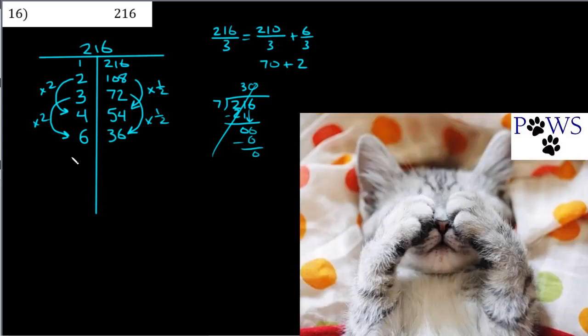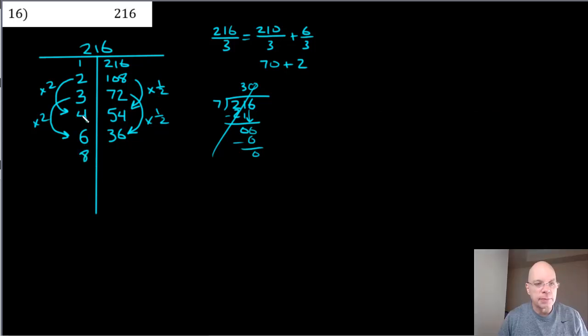Using the doubling and halving strategy for 8, we'd be doubling the 4 and halving the 54, so 8 multiplied by 27. 216 is divisible by 9 because 6 plus 1 plus 2 is 9. It's the same rule for 3, except here the sum has to be a multiple of 9. So I could triple the 3 to get 9, which means I would need to third my 72. That's tripling and thirding. That would give me 24 here.